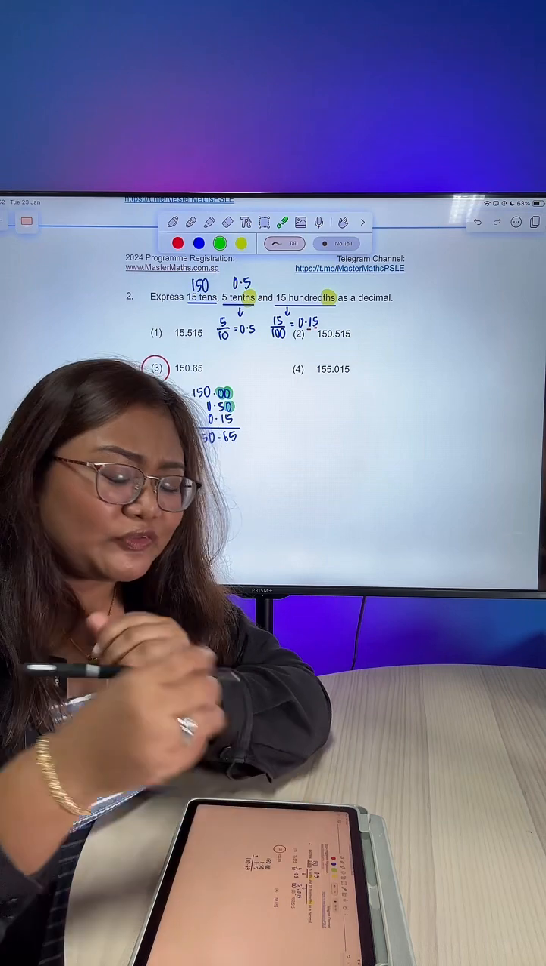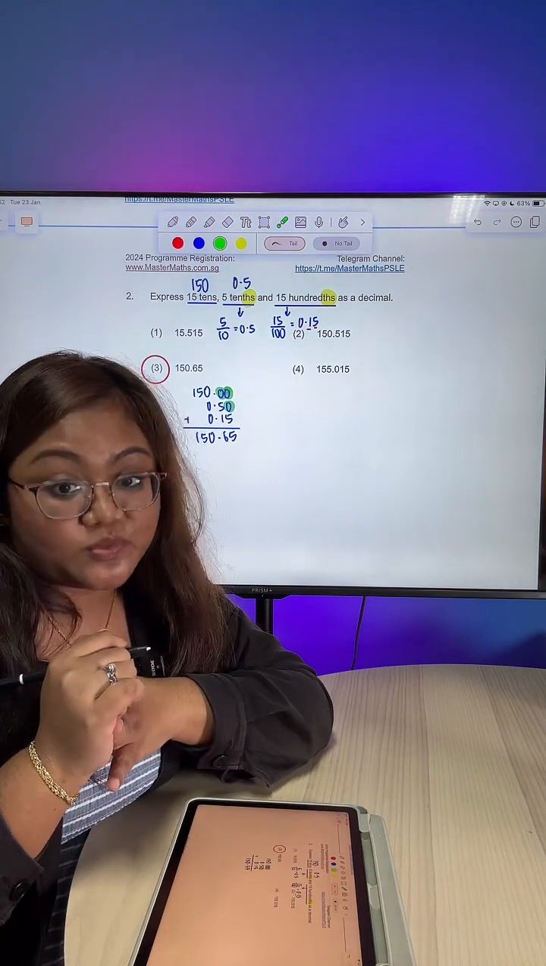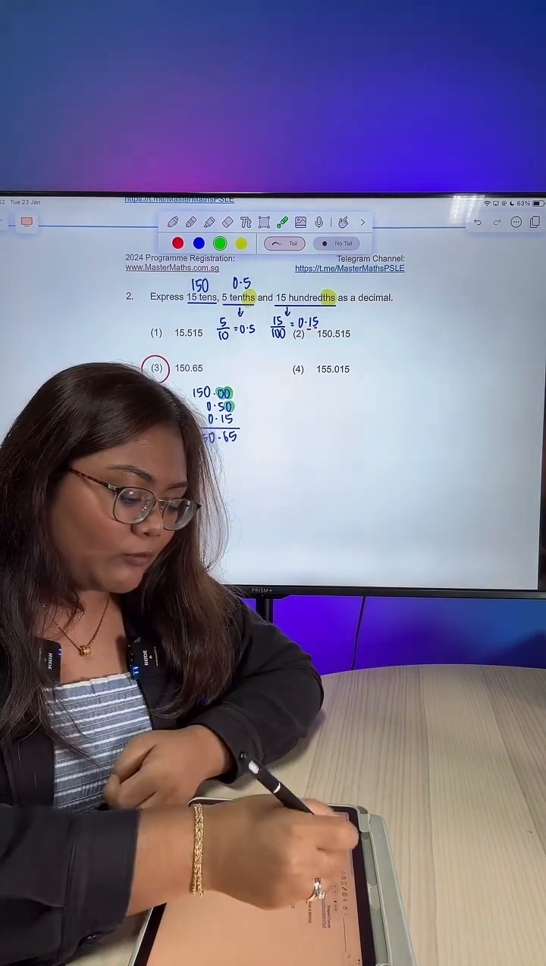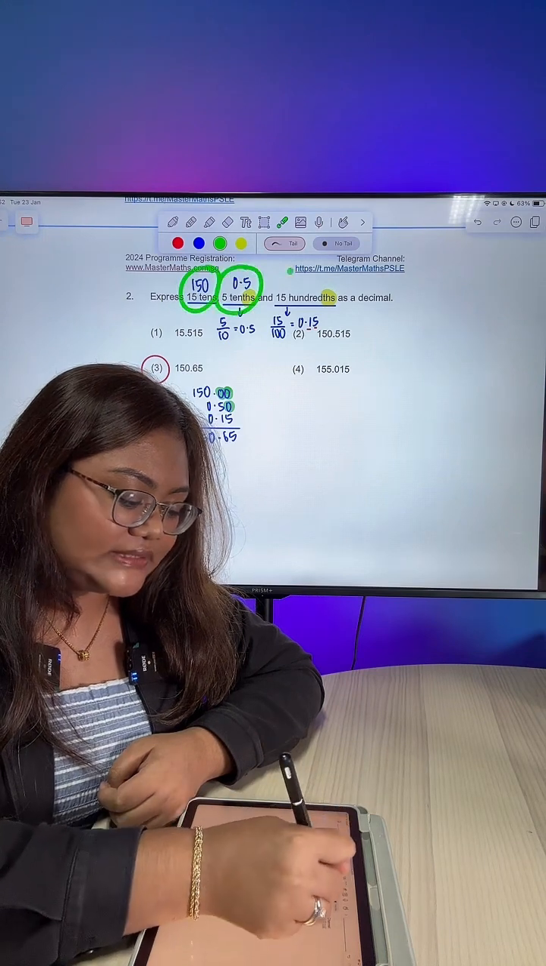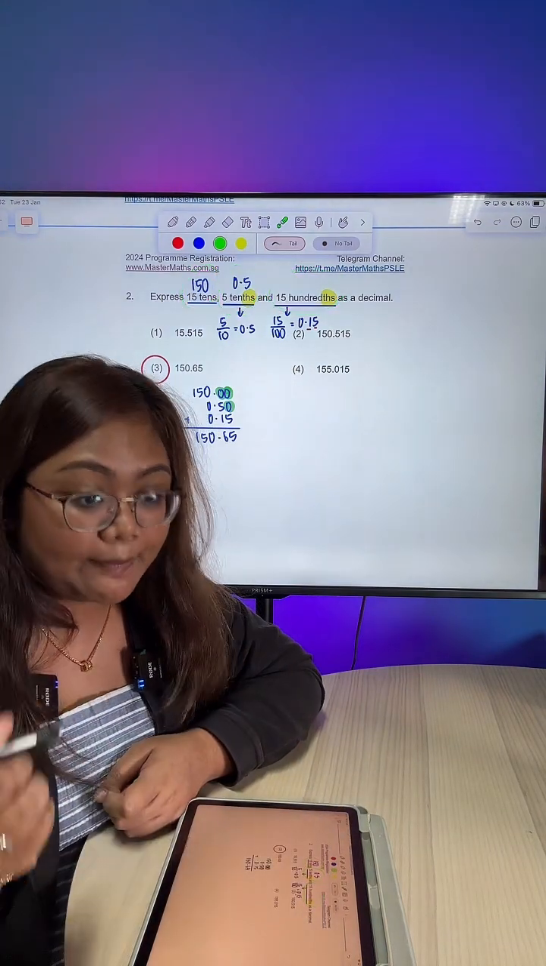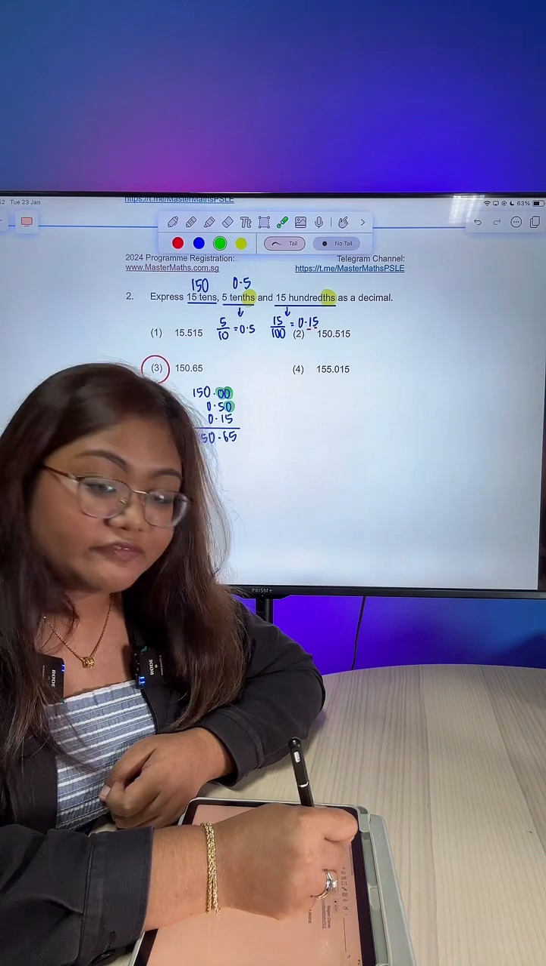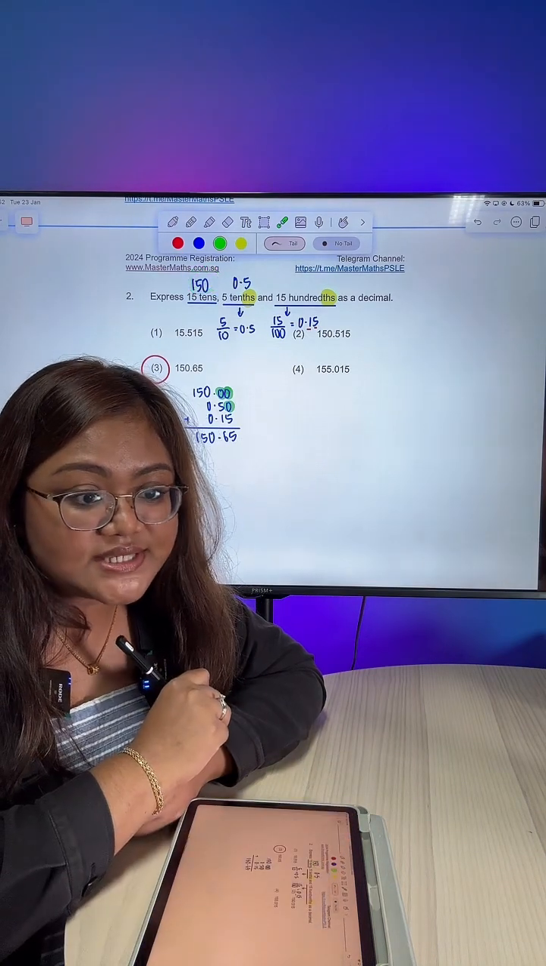For those of you who are still struggling, let me explain this one more time. Now, step 1, I'm converting all of this into values first, into numbers. 150 is gotten from 15 tenths.